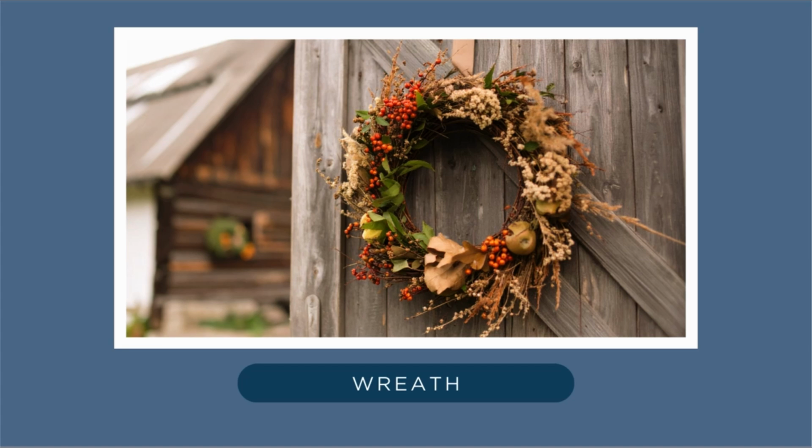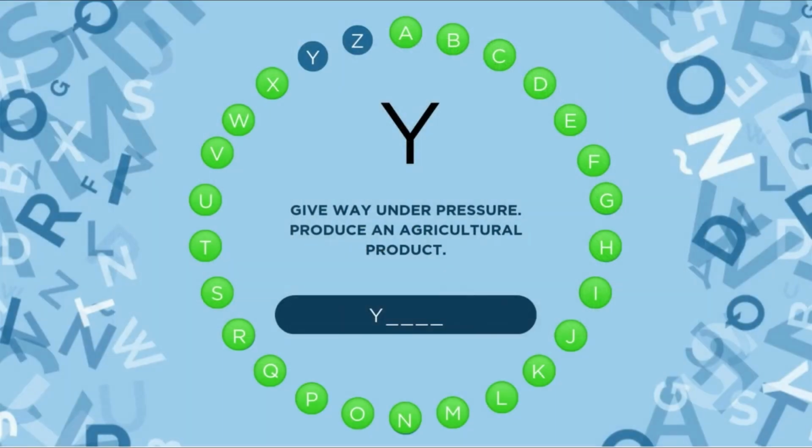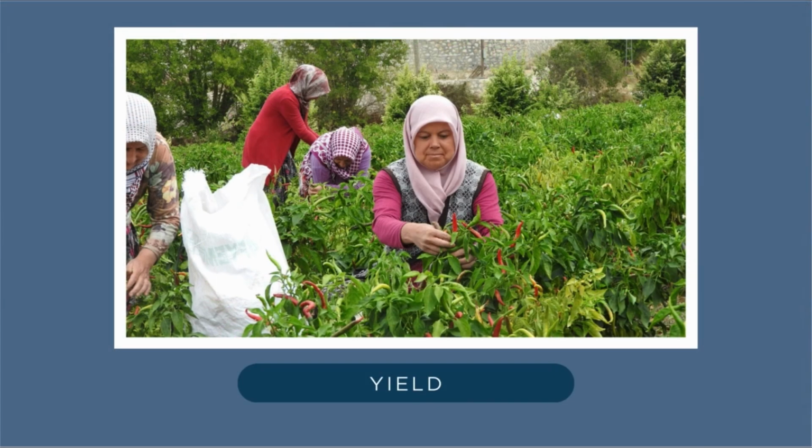We skip the letter X, and we move on to the letter Y. Give way under pressure or produce an agricultural product, beginning with the letter Y. And the answer to the letter Y is yield.